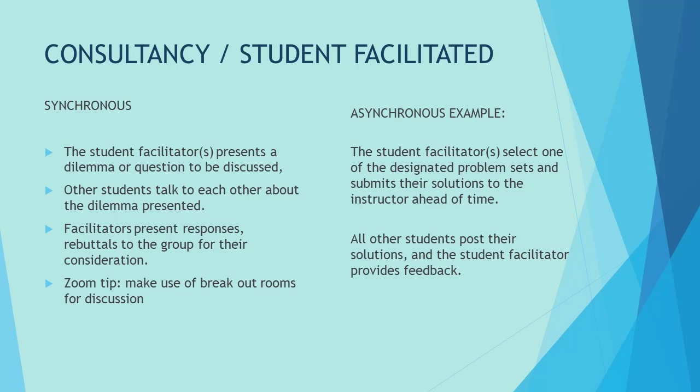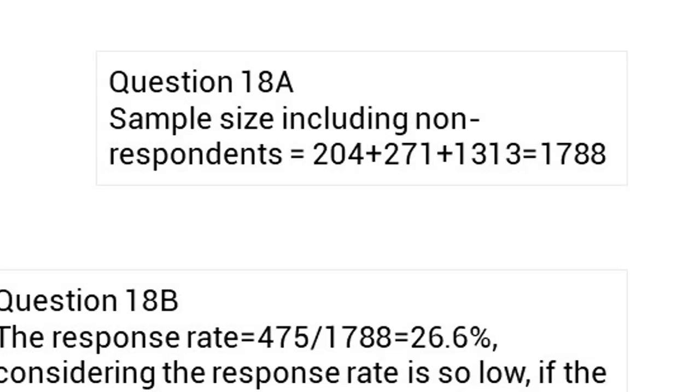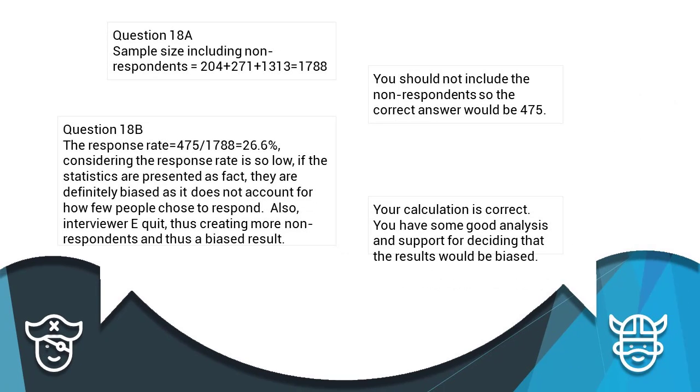So for problem sets, if this is a written mathematical example, a student can submit their answer to question 18A, get feedback from the peer facilitator, and also 18B. There's their response, and here's more feedback from their peer facilitator.